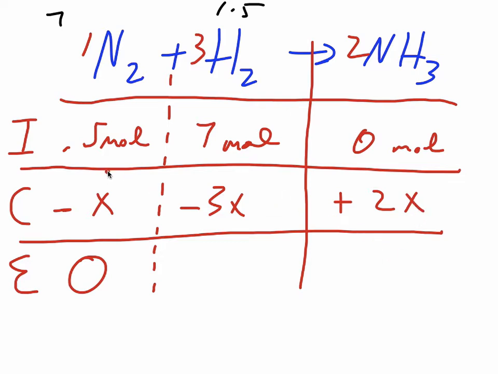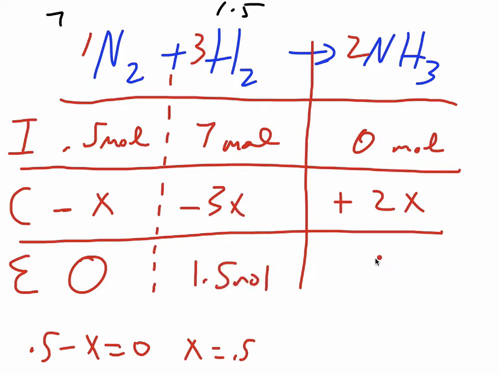Okay? So I can now solve for x here. 0.5 minus x equals 0. So x equals 0.5. Okay? I can plug that 0.5 back in there. And this is now going to be 1.5 moles here. And this is going to be 1 mole. So now, if 0.5 moles of N2 and 7 moles of H2 combine, I'm going to make 1 mole of ammonia, NH3, and I'm going to have left over 1.5 moles of H2.